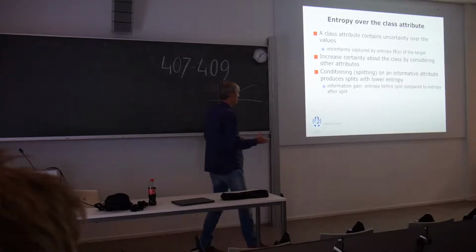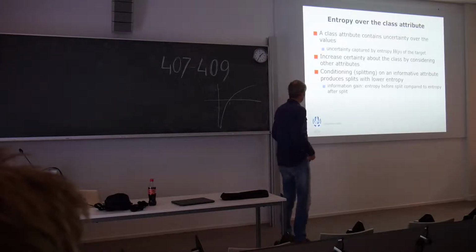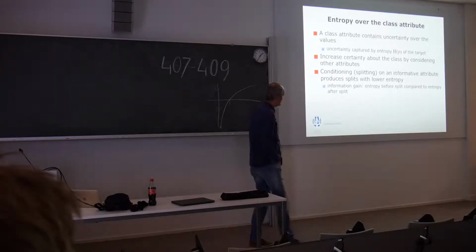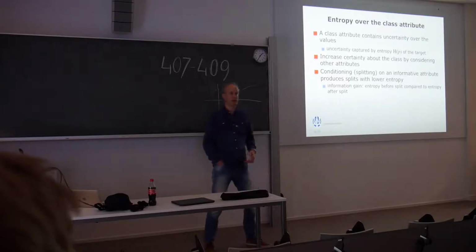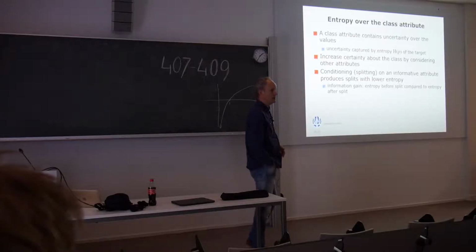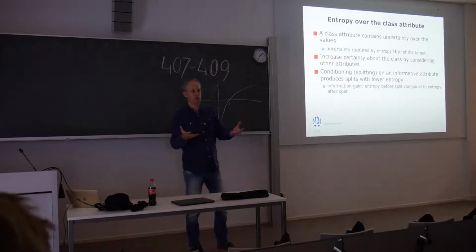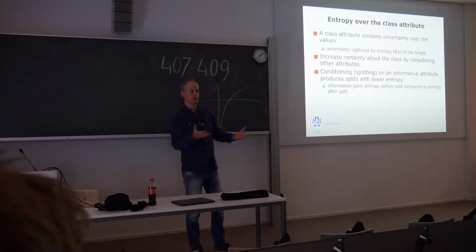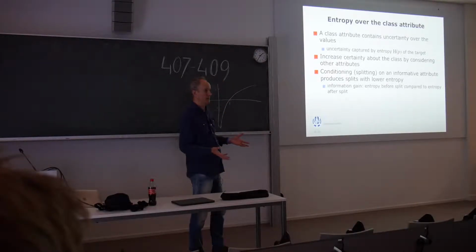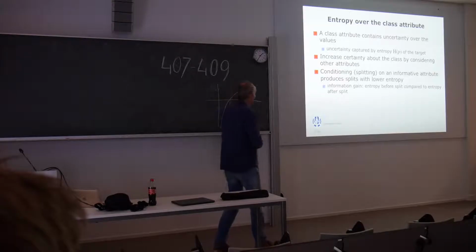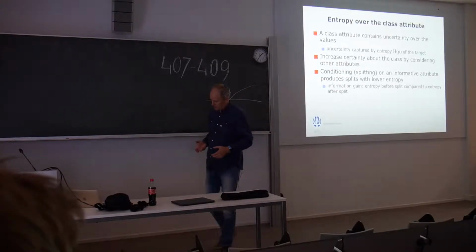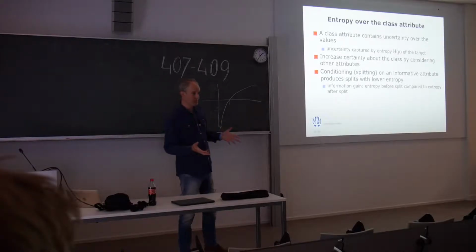So before you actually do any analysis, there is some uncertainty in the targets, so in the class attribute. And we can capture the level of that uncertainty with the entropy of the distribution we have of the class attribute. So if it's a 50-50 distribution, for example, true and false, binary classification, we'll have one bit of entropy in the class attribute. Now, of course, we would like to resolve this uncertainty. So we want to get rid of this entropy, essentially.